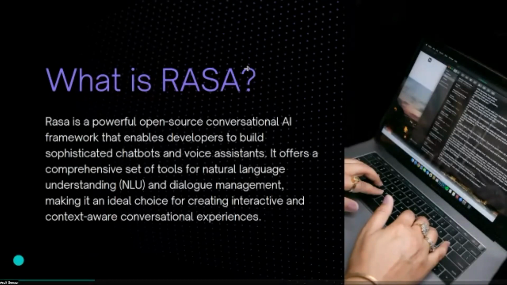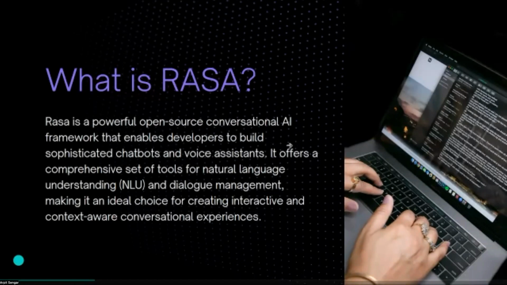So the definition of Rasa: Rasa is like the brain of a chatbot. Just like how our brain processes language and understands our intentions, Rasa's job is quite similar. So Rasa is basically an open source framework that helps developers create smart and interactive AI-powered conversations. It offers a comprehensive set of tools for natural language understanding and dialogue management, making it an ideal choice for creating interactive and context-aware conversational experiences. After that, let's discuss what are the core components of Rasa.